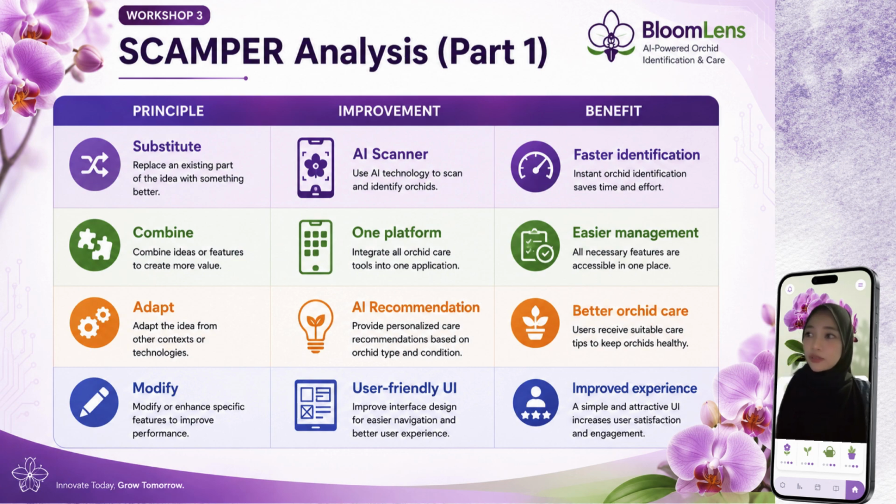Substitute. We replace the manual orchid identification using Google Lens and multiple websites with an AI-powered orchid scanner process with Bloomlens. The outcome: faster identification, better recommendation, and a one-stop solution instead of multiple platforms. That's interesting. Then we go to combine.